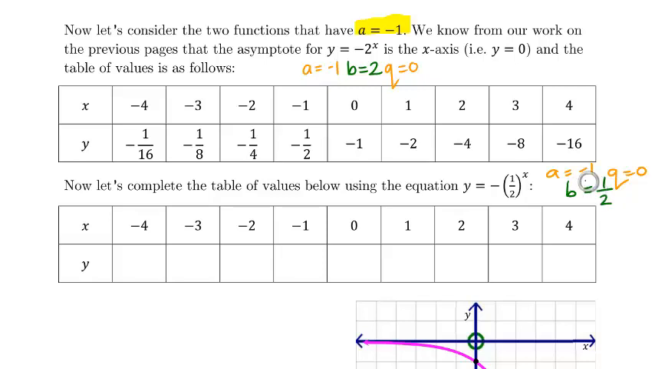Okay, we're seeing what changing b to 1/2 will do when we have a negative value over here now in the equation of our function. So let's complete this table of values using the equation y equals -1/2 to the x. Now, you smarty pantsers over there, yes, once again, we could fill out this table of values really easily. Why could we fill it out so easily? Because these y values are nothing more than the negative version of y equals +1/2 to the x.